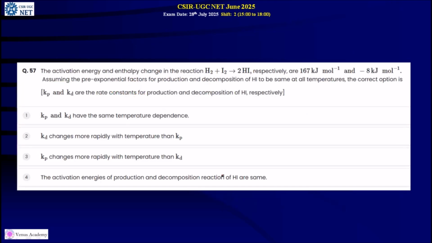Next, question number 57. The activation energy and enthalpy change in the reaction H2 plus I2 gives 2HI are respectively 167 kilojoules per mole and minus kilojoules per mole. Assuming the pre-exponential factors for production and decomposition of HI to be the same at all temperatures, the correct option is: Kp and Kd are the rate constants for production and decomposition of HI respectively. Option number 2 is the correct option, students. Kd changes more rapidly with temperature than Kp. So option number 2 is the correct option.